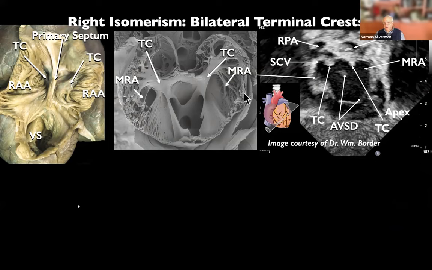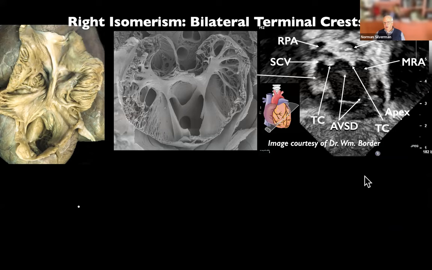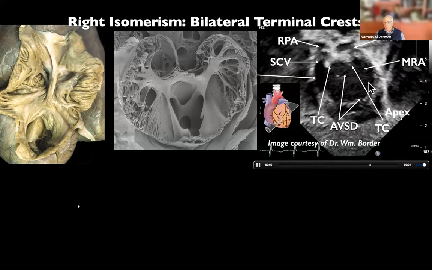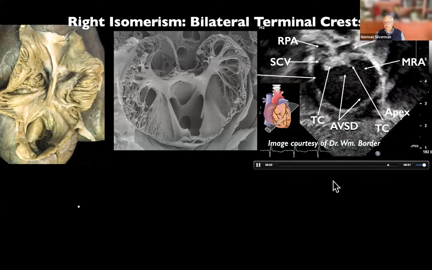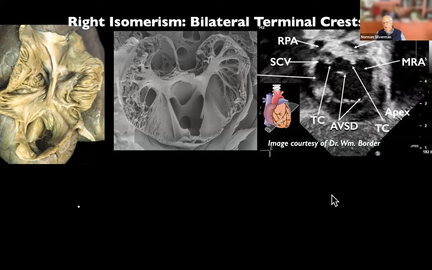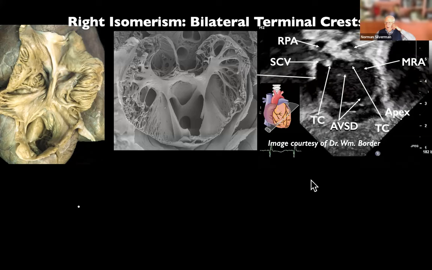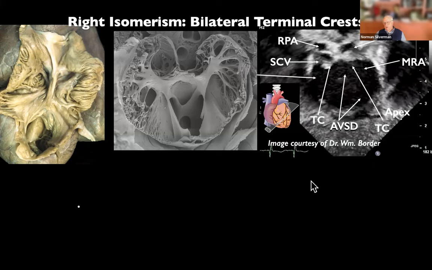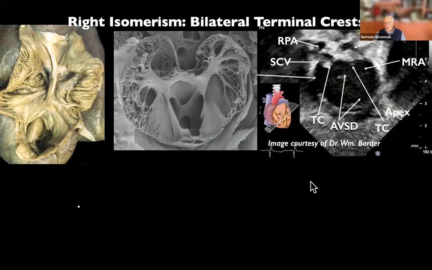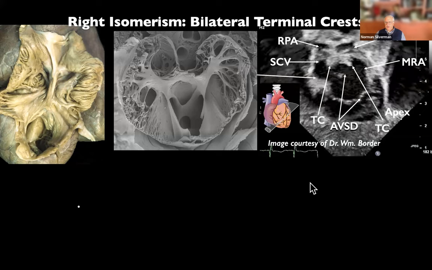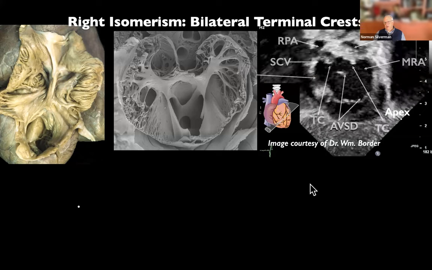knockout mouse that I showed you earlier. And here from my colleague, Bill Border in Atlanta, Georgia, USA, an example of beautiful bilateral terminal crests or crista terminalis on each side. And both of these are morphologically right atriums. The pulmonary arteries have symmetry here. We don't know what the bronchial anatomy was, but the point about this is how easy it is to see large terminal crests. And probably we haven't paid enough attention to this in the definition of isomerism echocardiographically, and something that I think is vitally important and essential to look at.